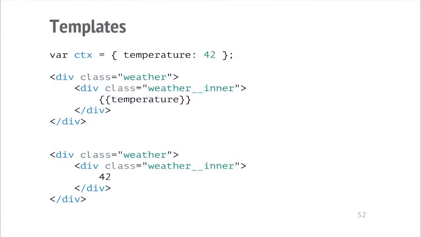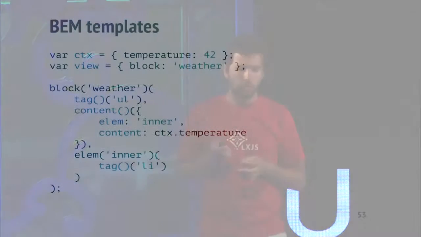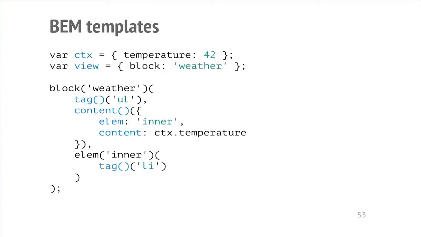Let's first go over how usual templates work. We've got some data, and then we've got a piece of HTML with some placeholders, and the template engine will replace these placeholders with data. So we've got HTML again. And when you need to change your markup, you need to walk through all these weather blocks and replace them. But with BEM, we don't use HTML.